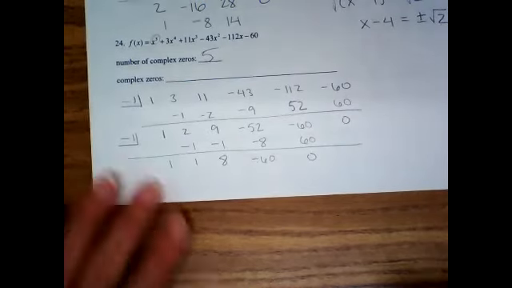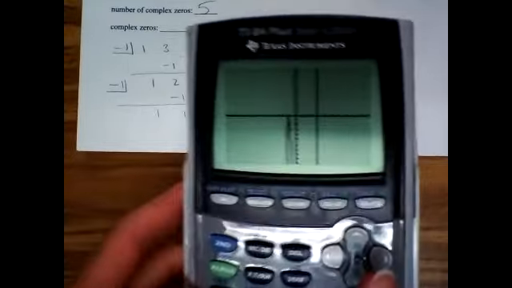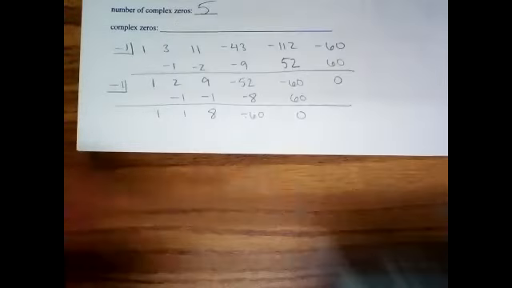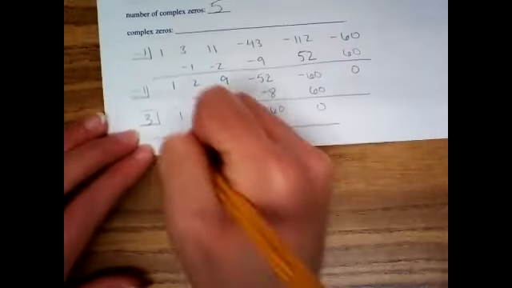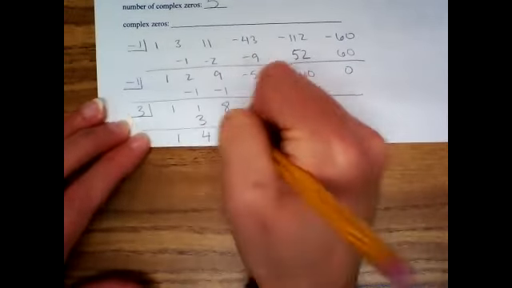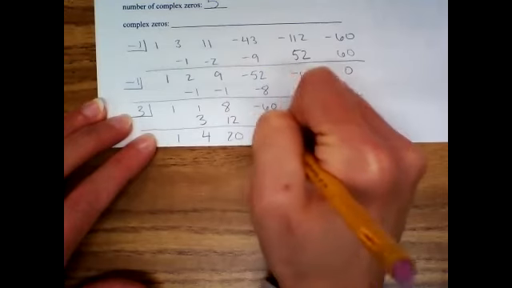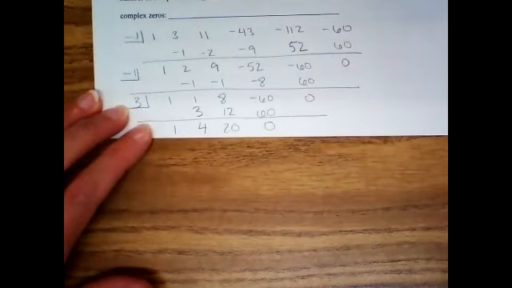Let me put the graph back up here. Where is the other place it touches? 3. Put 3 in the little box. Don't pack up on me. I told you we have 8 minutes. I'm going to finish this with time to spare. You should get 1, 4, 20, 0.